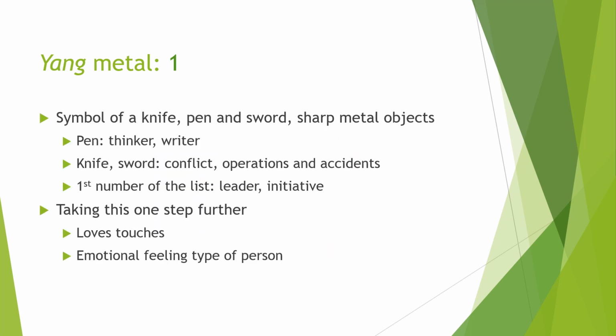So if we put all of these together, we could say that a character 1 person is a thinker and a writer. He is not afraid of conflicts, and with his intellect, he will be able to cut through them like a hot knife through butter. And therefore, he's an ideal leader. As all metal element character people, the person would love touches and would be sensitive to the feelings of those around him.